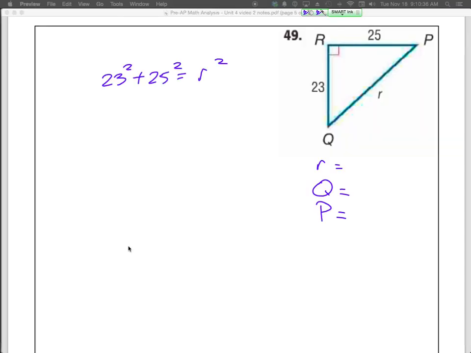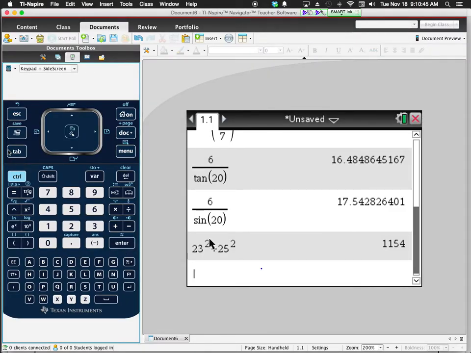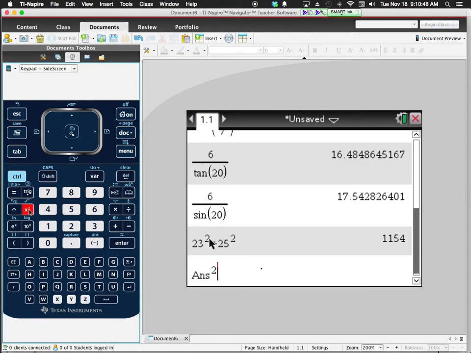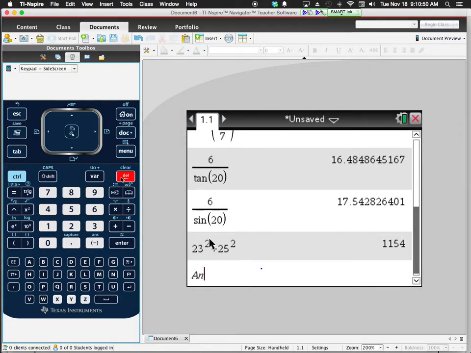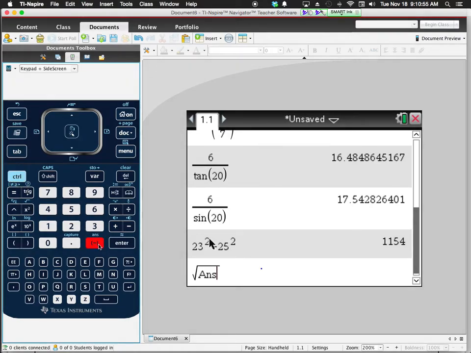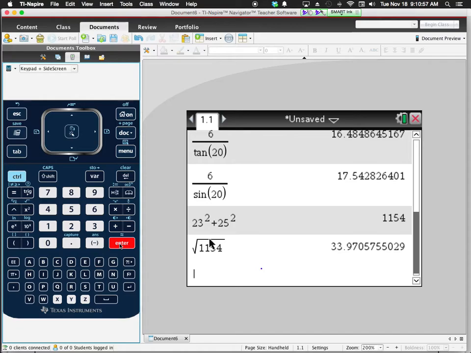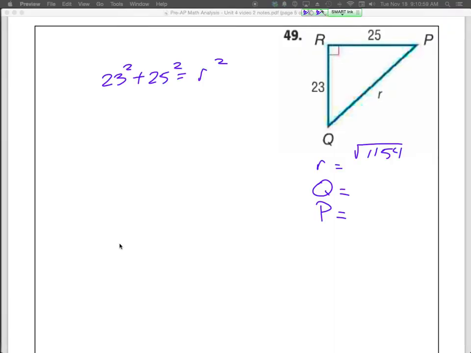So you can give it to me as the square root of 1154, or you can actually give me the decimal. So I do square root of that answer, and 33.970. Okay, do we think 33.970 is okay? Yes. Why? Because it's bigger. It's bigger than the other two sides.